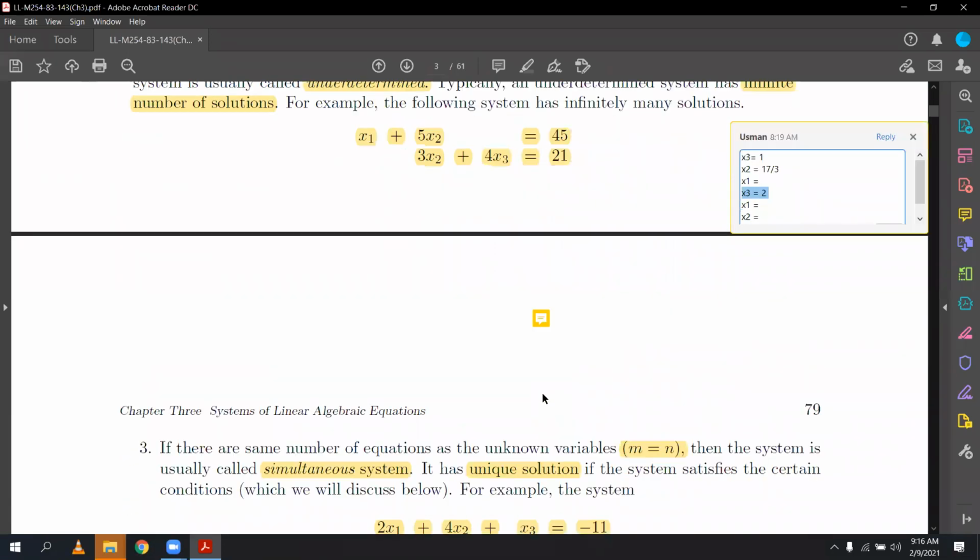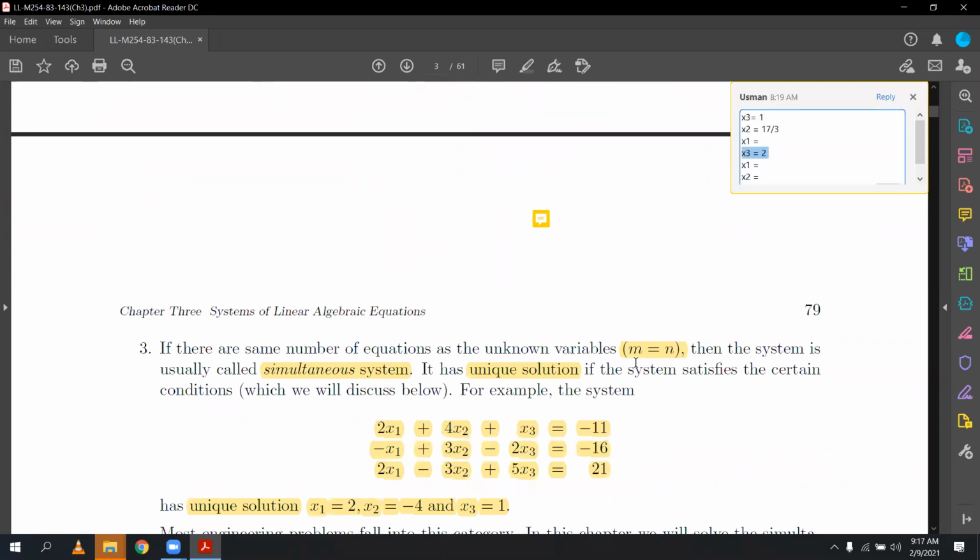Now we move to the third case. And the third case is when m is equal to n. This type of system generally we call a simultaneous system. And that's the most common problem and general case we have here. The simultaneous system has a unique solution. A unique solution means only the one.